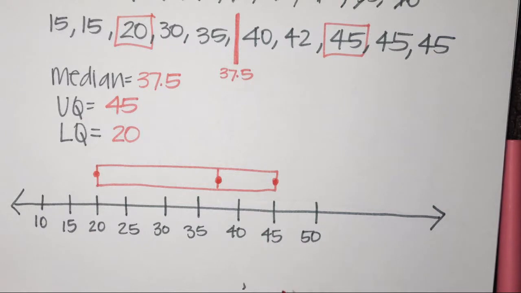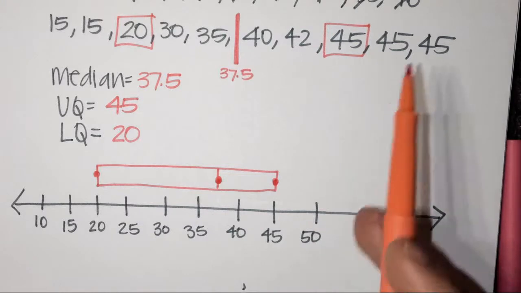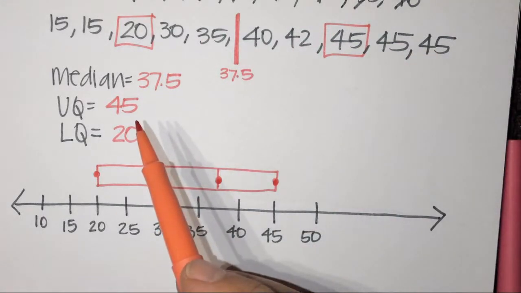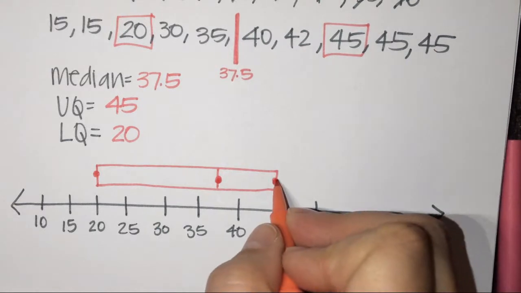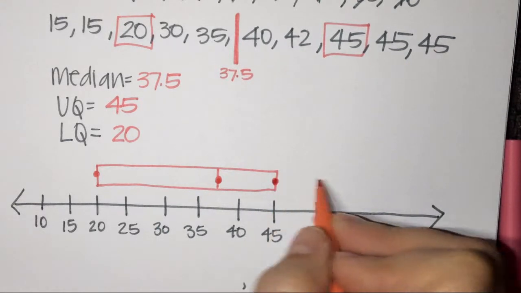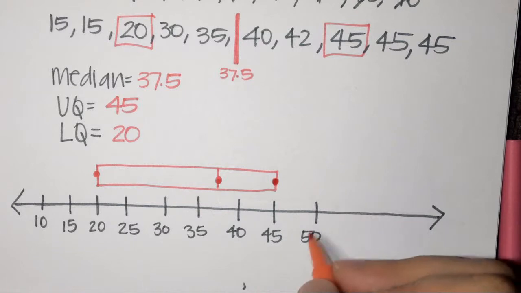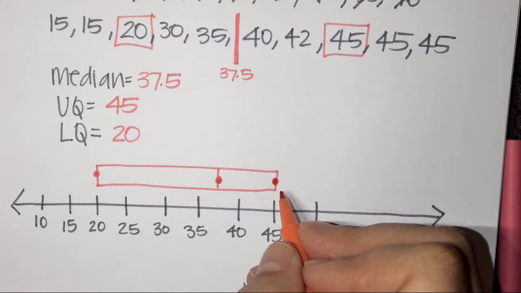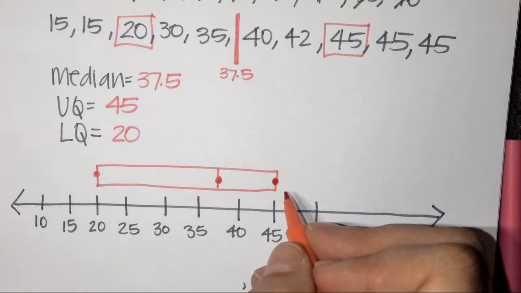Okay? So what is my highest number? Oh, look what happened. What was my highest number? 45. What's my upper quartile? 45. I'll show you in a second. We don't draw anything out here. I'm supposed to be able to draw a whisker, but since I have my upper quartile and my highest value are the same, I don't have a whisker.